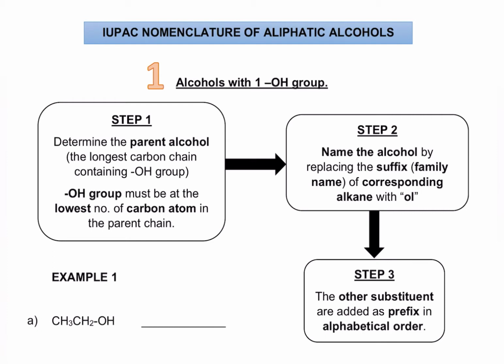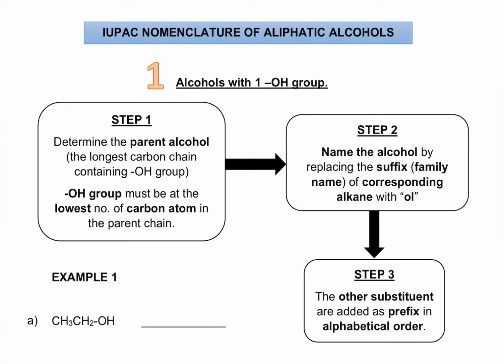Step 1, you have to determine the parent alcohol, which is supposed to be the longest carbon chain containing the OH group, and your OH group must be at the lowest number of carbon atom in your parent chain. That is the first step. The second step, you have to give the name of alcohol with a suffix. The end of it will be ended with -ol. And the last one, you have to arrange your substituents as prefixes in alphabetical order.